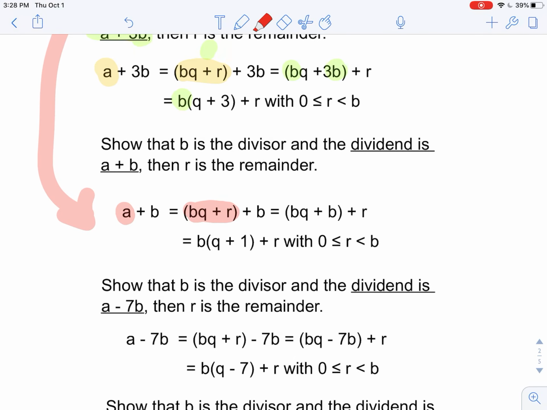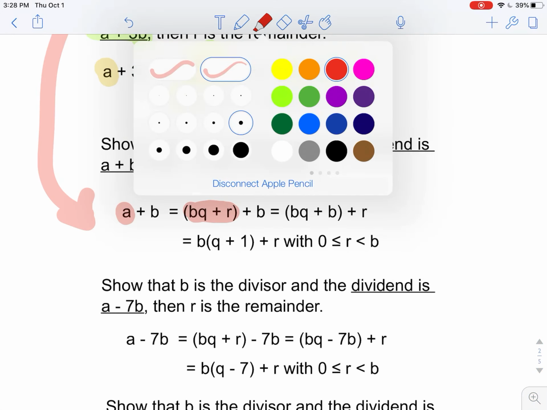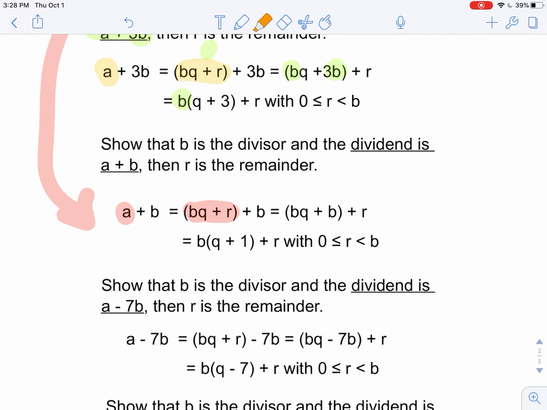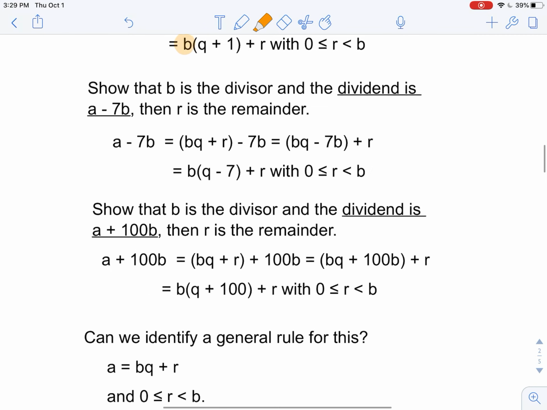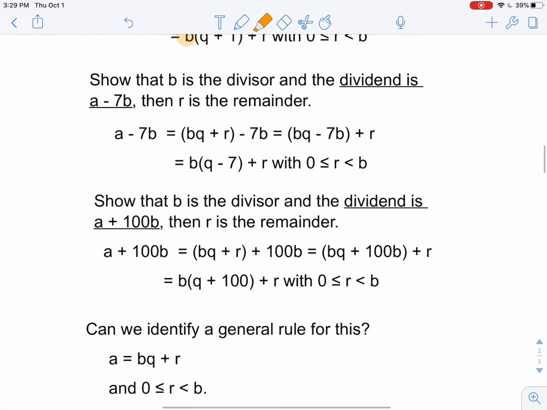So now I've got bq plus r plus b, and again, I can utilize the commutative and associative properties to have bq plus b plus r. I can now factor out b, and now I've got b as the divisor here, b times q plus 1, plus r. Show that b is the divisor and the dividend is a minus 7b, then I'll have a remainder of r.